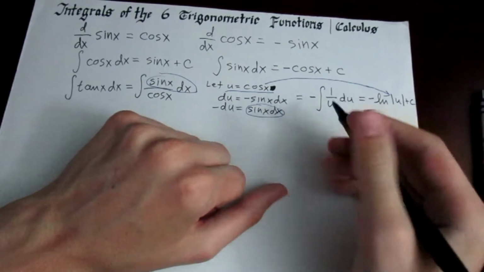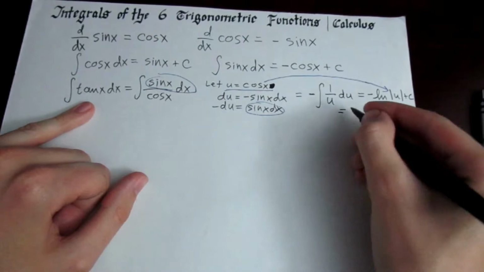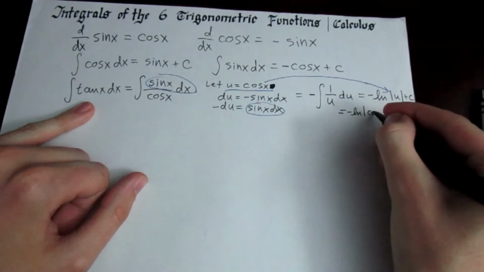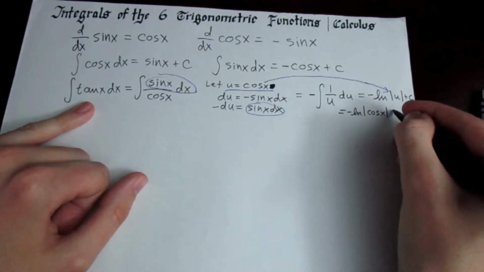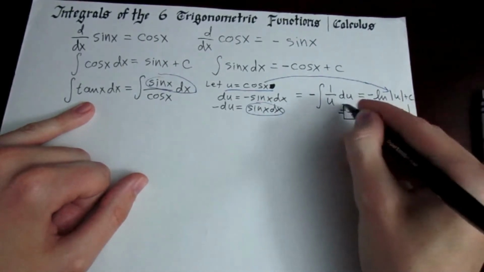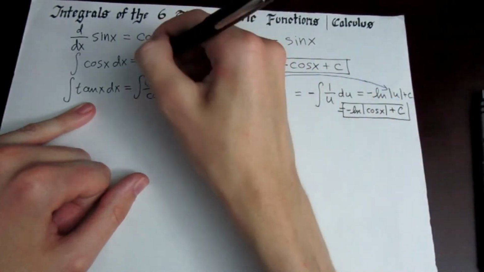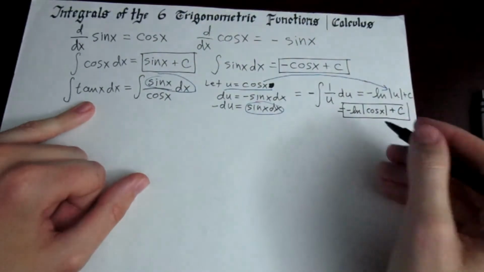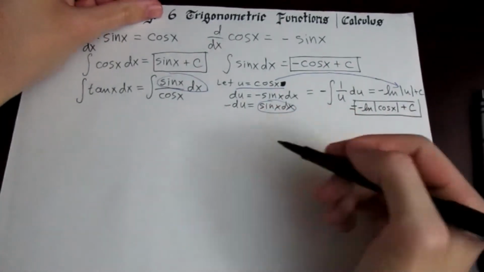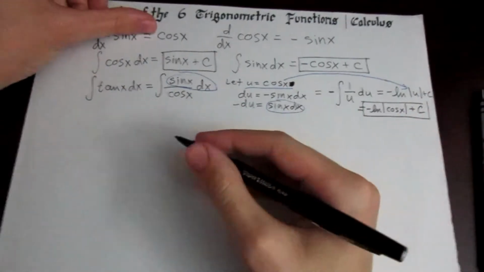right there, and therefore the integral of tangent is going to equal negative the natural log of cosine of x plus c, the absolute value of cosine of x plus c. That is the integral of tangent. This is the integral of sine, and this is the integral of cosine. And of course you could take the derivative to prove it to yourself. And that is how extraordinary the fundamental theorem of calculus is.